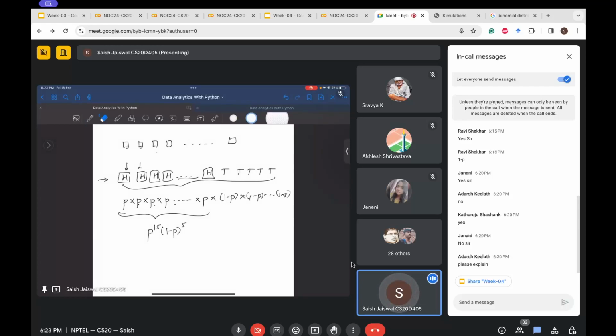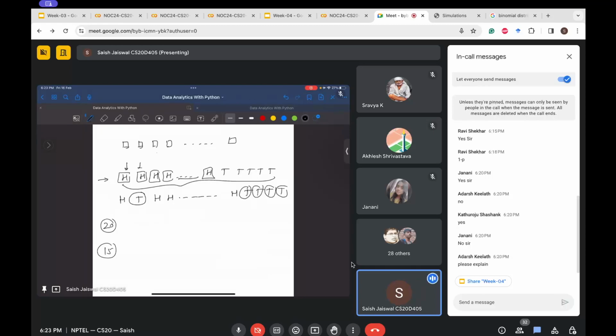Another arrangement can be, let me erase this, heads, tails, heads, heads, heads and so on, and then followed by 4 tails. So one tail is coming over here, one tail is coming over here. So the number of trials is fixed. I am having 20 trials and I want to find the probability of getting 15 successes. So out of 20 trials, I want 15 successes. So what will be the probability of getting 15 successes in 20 trials?